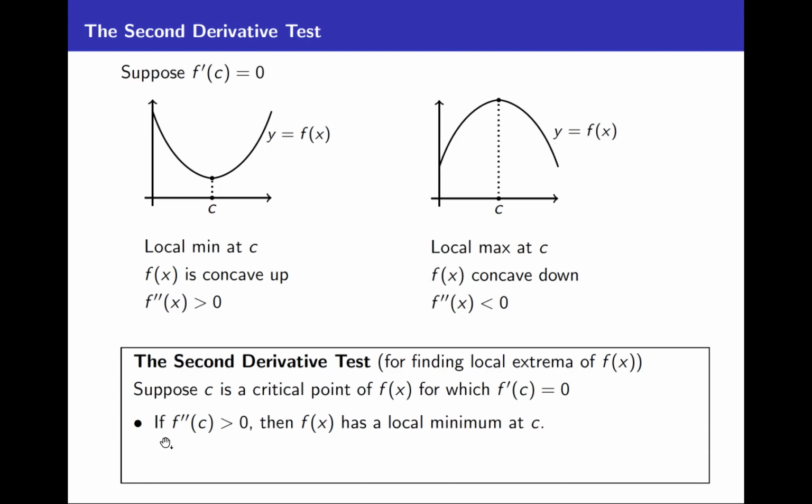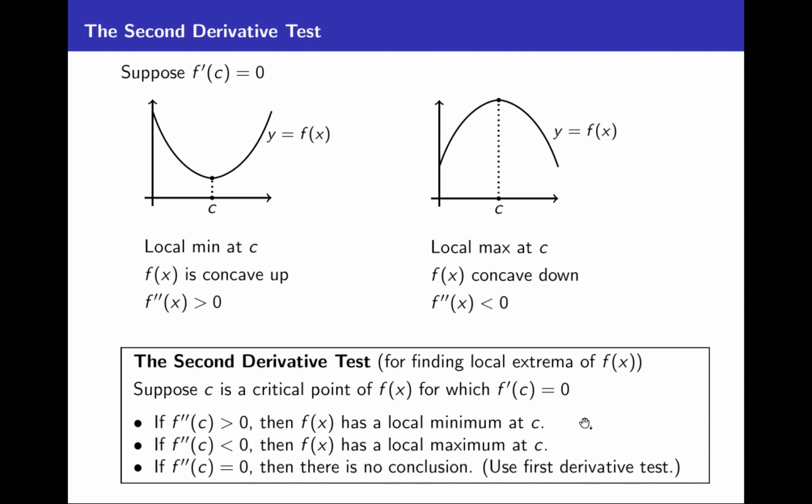The second statement, in words, is going to say that this picture holds up. It's just going to be a verbal mathematical language for what's happening in this picture. If f double prime of c is less than 0, then f of x has a local maximum at c. And that's here. Local maximum at c, concave down, so f double prime of c is negative, as advertised.